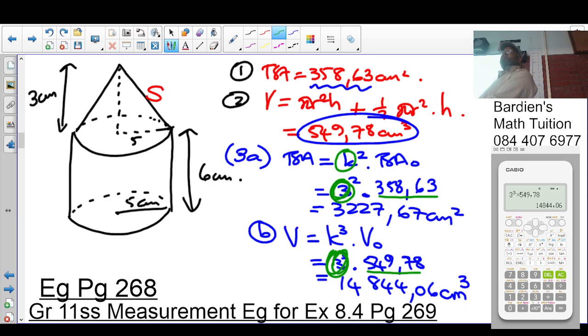You guys understand? What if it's reduced by a factor of 2? Then your K would be a half, so a half squared for the area. Can you see that, people? So reduced by a factor of 2, and this would be a half cubed for the volume, and so on. You guys understand? Yes, Michael?